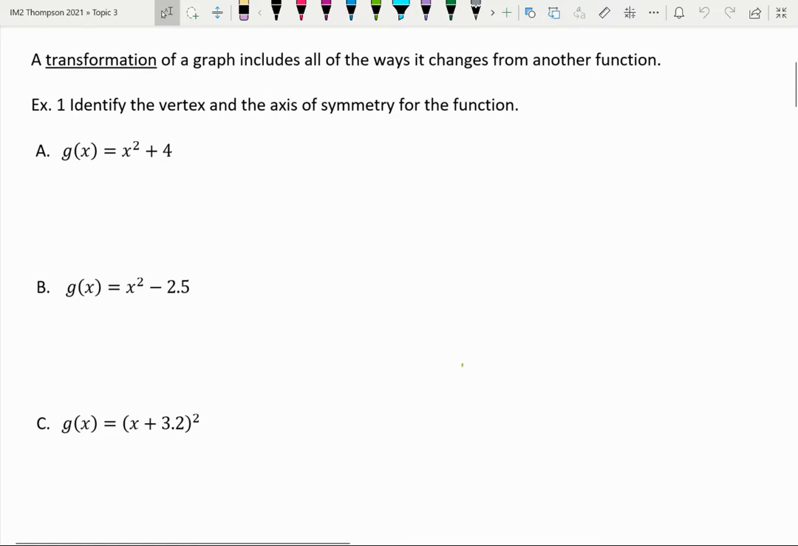Let's do Example 1, identify the vertex and the axis of symmetry for the function. We're doing a little bit of investigating here, so I'm going to navigate away from this and go to Desmos and just kind of look at some of the comparisons here. So this first one that we're looking at is g of x is equal to x squared plus 4.